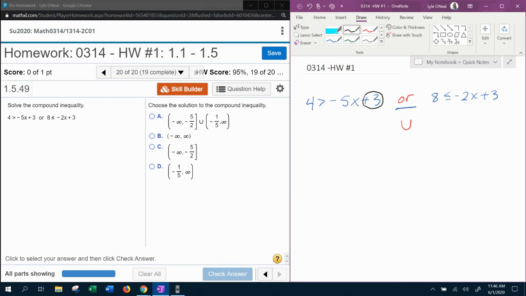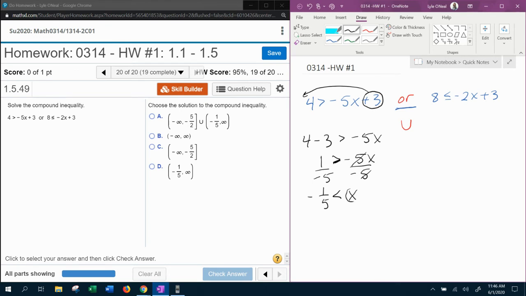In the first inequality, the plus 3 is going to have to move over. And so that's going to give me 4 minus 3 greater than negative 5x. 4 minus 3 is 1, greater than negative 5x. And if I divide both sides by negative 5, in order to get the x by itself, remember if I divide both sides by a negative, the inequality has to flip. And so that's going to be negative 1/5.